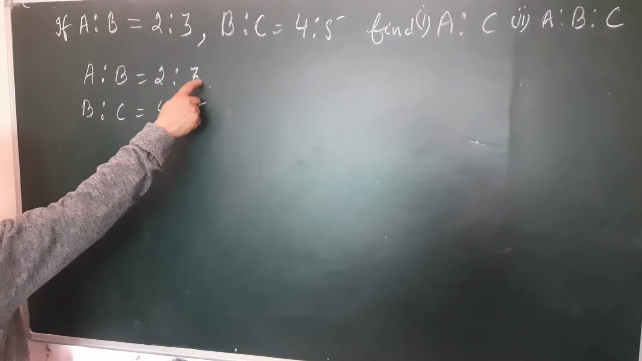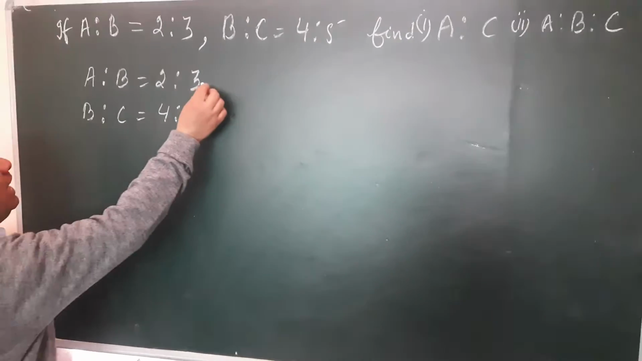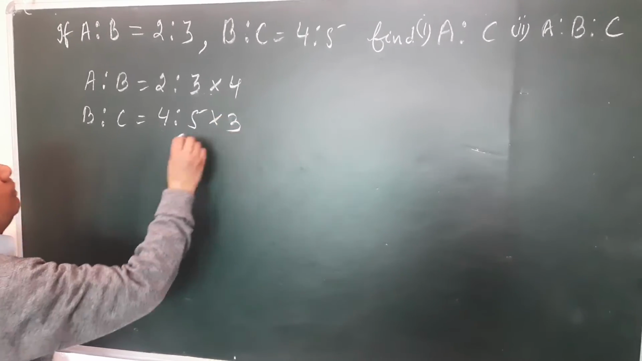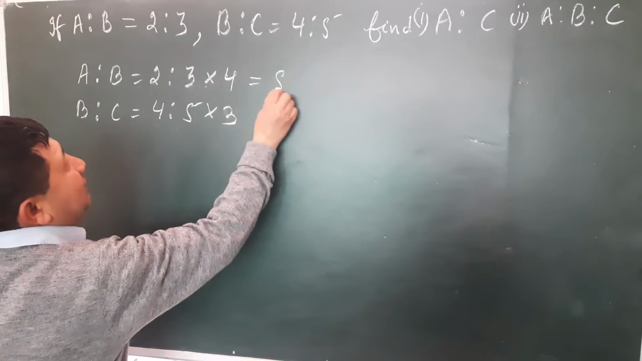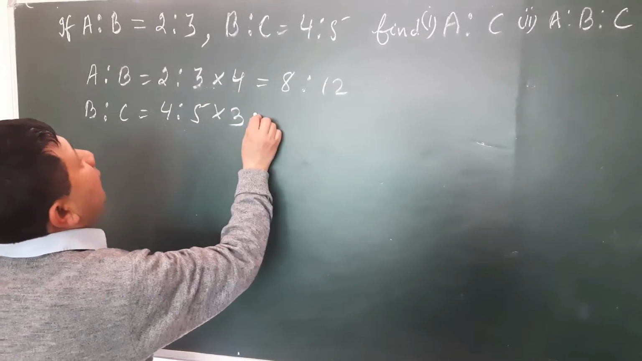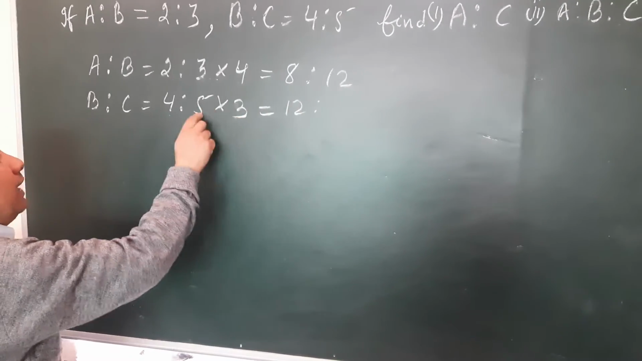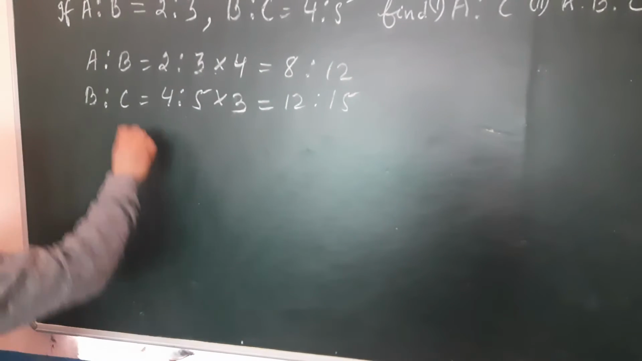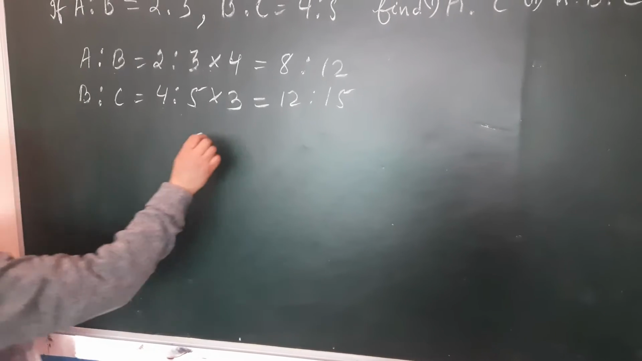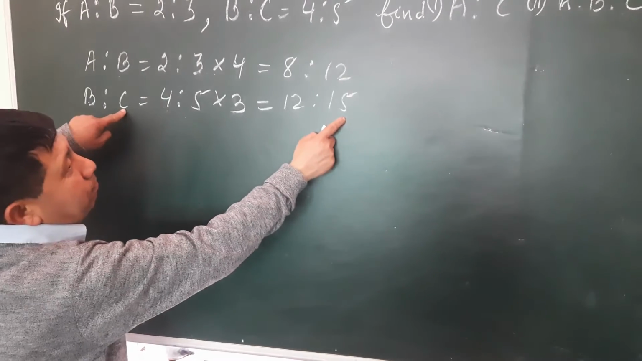So if you multiply all these by 4, 4 3s are 12, and by 3, 3 4s are 12. So 4 here, and here 3. 4 2s are 8. You have to multiply both. 4 3s are 12. Now next, 3 4s are 12. 3 5s are 15. And you got here B, 12 and 12, same. So now, here you see, here's 8 and here C 15.